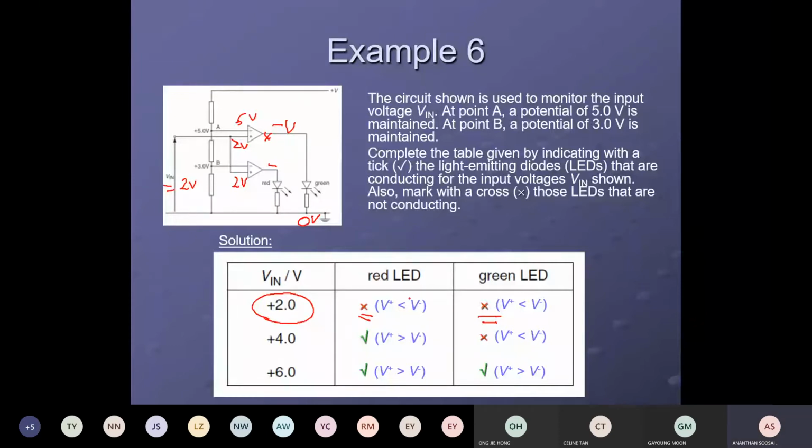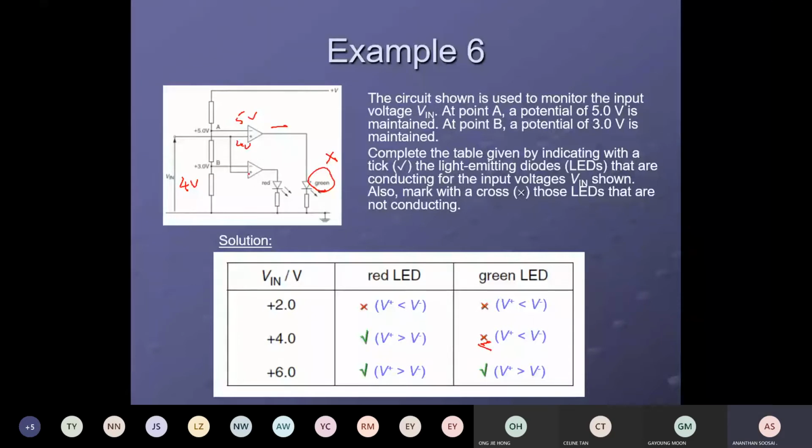Okay, so both wrong. Now light up. Now if the input voltage becomes 4 volt, what happened? Let me clear this. The input becomes 4 volt. Here 5, here 4. So the output will still be negative. So green won't light up. Green never lights up.